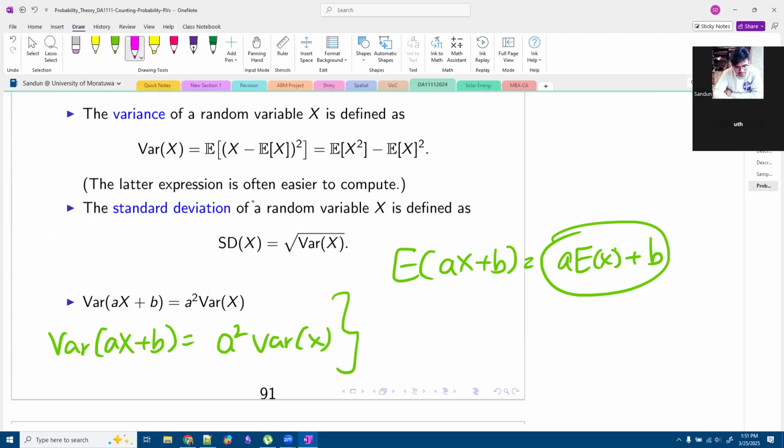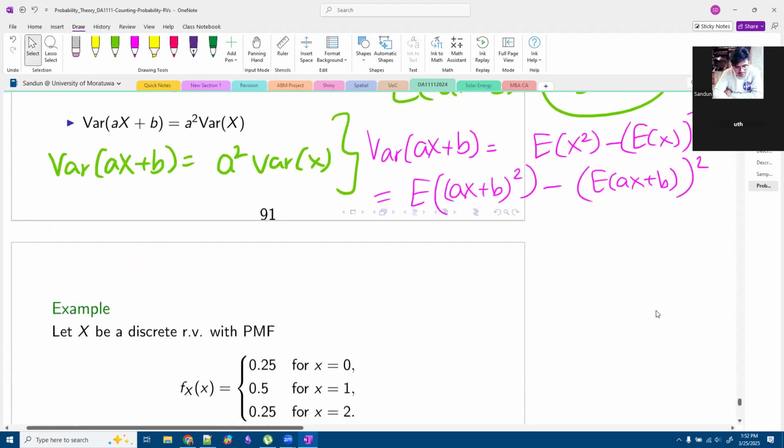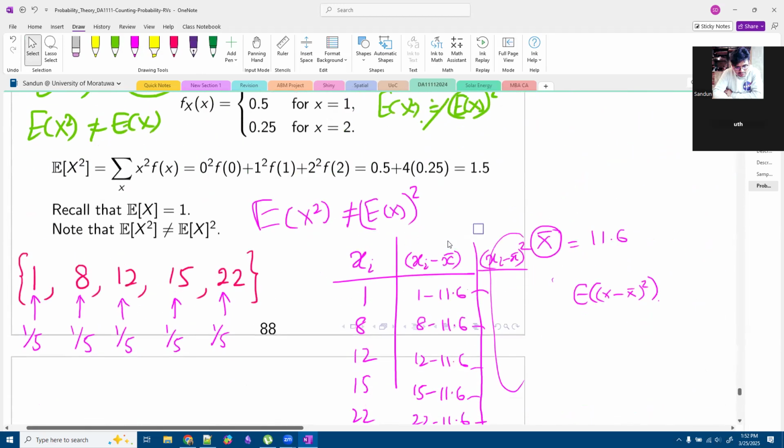So think about how that can be derived. I'll give you a little bit of a hint. Variance of ax plus b is equal to the expectation of x squared minus the square of the expectation of x. So you put the expectation of (ax plus b) squared, minus the square of the expectation of ax plus b, right? So in other words, if you expand this inside the expectation, that is going to be a squared x squared plus 2abx plus b squared, minus, now by definition, E[ax plus b] can be written as aE[x] plus b, right? Remember, it was given right up here.